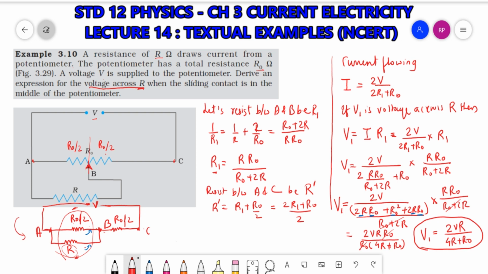Okay, students, so that's it for today. Here we have completed all the examples of chapter number 3, current electricity. Thank you.